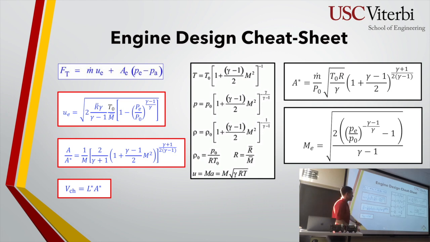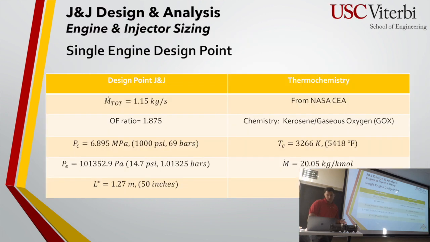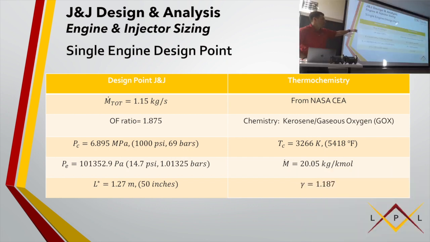And then this is what we just went over, that's your throat area and your Mach at the exit. So now we'll just step through essentially what we did for Jessie and James, and you can see everything I just spoke of in the actual numbers punched out. Any questions before I do that?